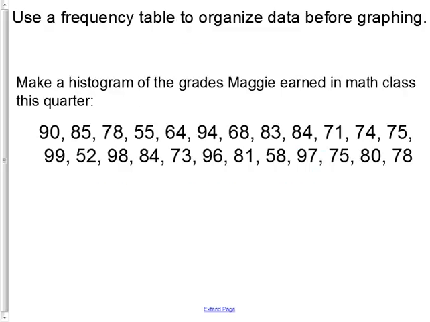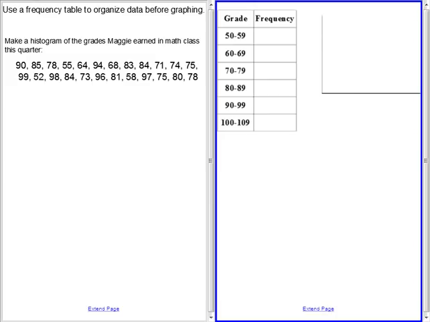If we want to make a histogram of the grades that Maggie earned in math class this quarter, it might be helpful to use a frequency table to organize our data before we graph. What I mean by that is if we look at the frequency table here on the right, we can use it to help split our grades up into categories of grades that are between 50 and 59, 60 and 69, 70 and 79, so forth and so on.